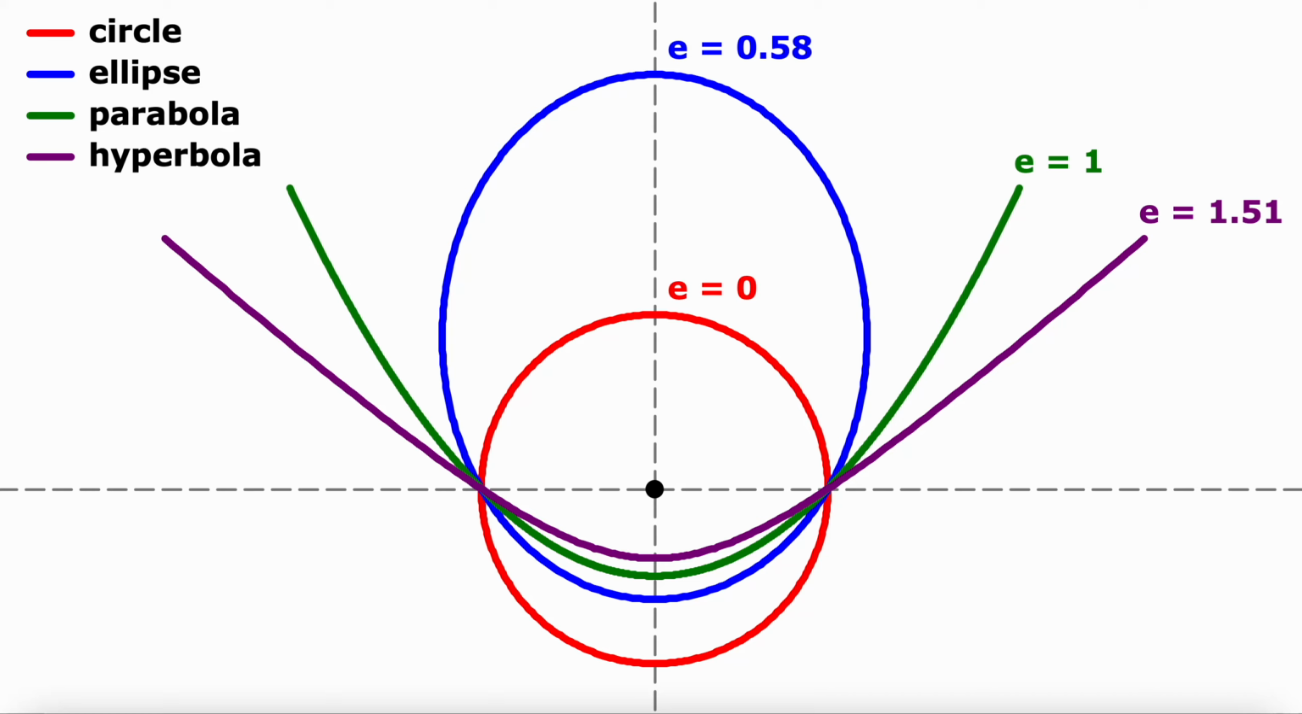In this diagram, there are 4 conic sections: a circle, an ellipse, a parabola, and a hyperbola, all sharing a common focus.